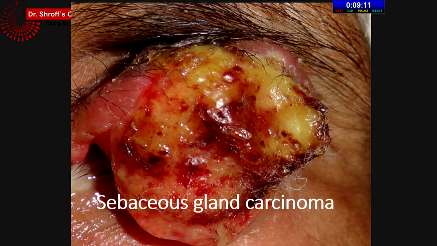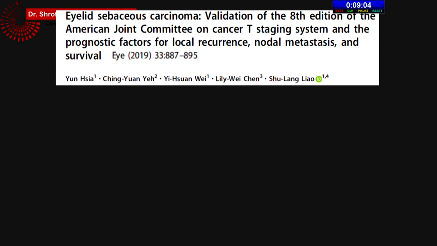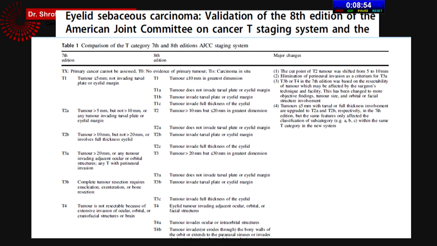Starting with the sebaceous, these are the type of tumors which we most commonly see in our part of the world, and this is how they commonly present to us. So whenever we see a case of sebaceous gland carcinoma, as highlighted by Dr. Neelam also, it's important to classify these tumors. And the staging system which is most commonly followed is the TNM staging system. So currently we are following the AJCC 8th edition of the staging system.